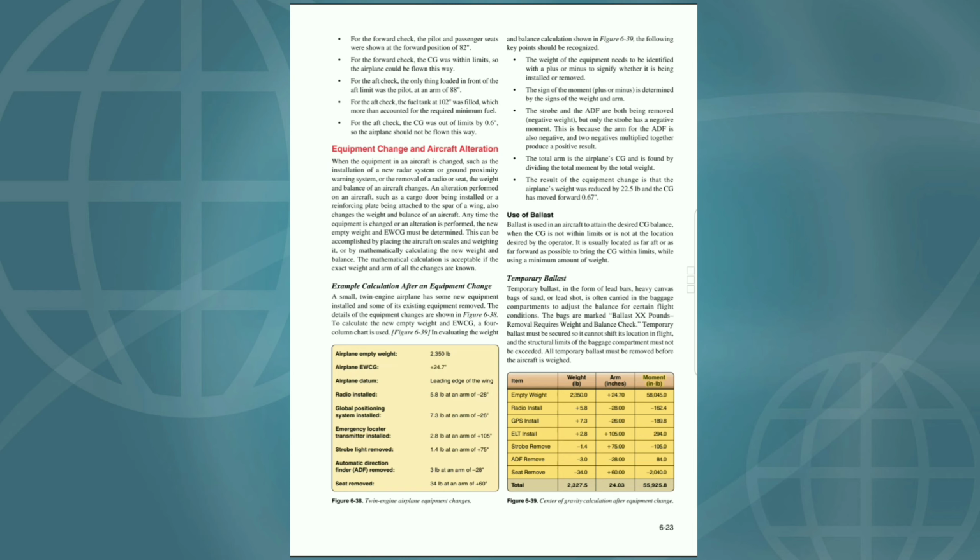Moment, in pounds: 58,045.0, minus 162.4, minus 189.8, 294.0, minus 105.0, 84.0, minus 2,040.0, total 55,925.8. Figure 6-38. Twin-engine airplane equipment changes. Figure 6-39. Center of gravity calculation after equipment change.